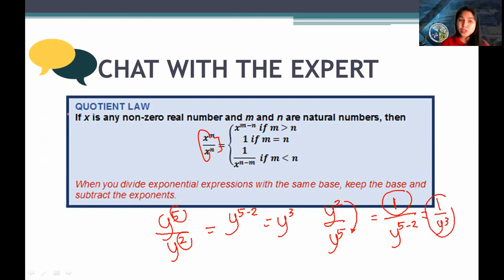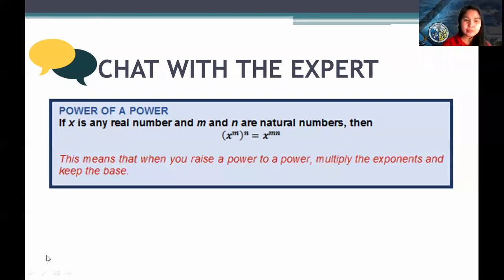Again, the quotient law tells us that if we divide numbers of the same base, we simply subtract their exponents. Next, power of a power. If a real number with m as the exponent is raised to another exponent, then we multiply the exponents. Example, x to the power of m raised to the power of n. We multiply the exponents, so that becomes x to the power of mn.